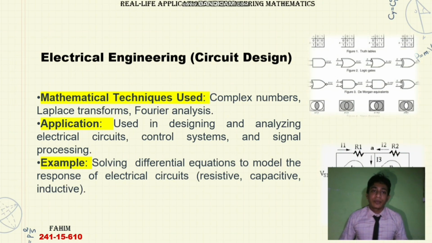Section 66M. Today I am talking about real life application of engineering mathematics like electrical engineering, circuit design. Mathematical techniques used: complex numbers, Laplace transformation, Fourier analysis. Applications are used in designing and analyzing electrical circuits, control systems and signal processing. Example, solving differential equations to model the response of electrical circuits like resistive, capacitive and inductive. Beside, we can see some electrical circuits. For solving this circuit we need engineering mathematics formulas.